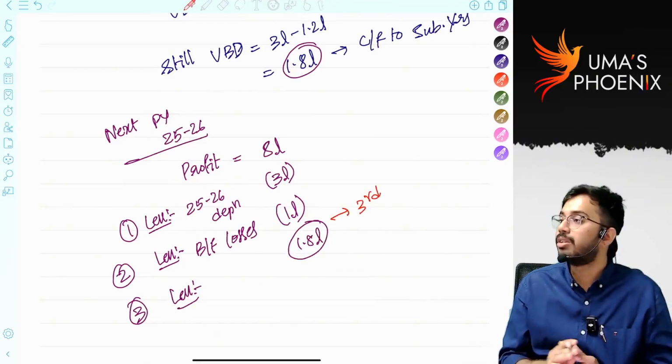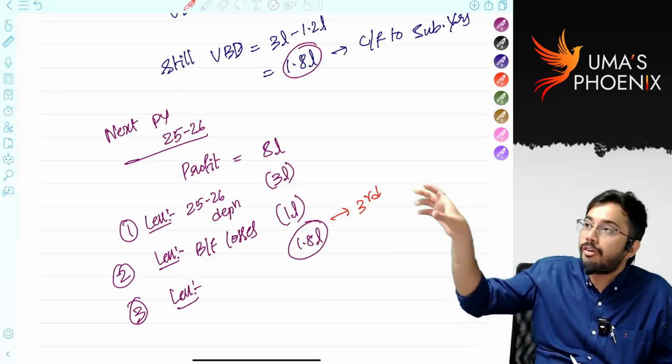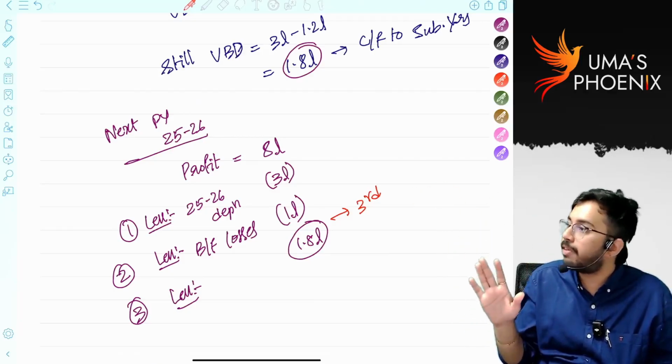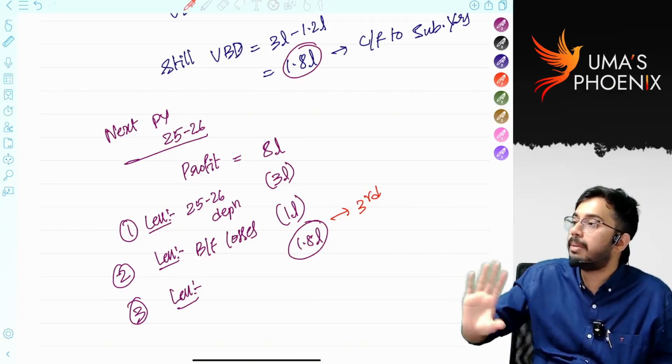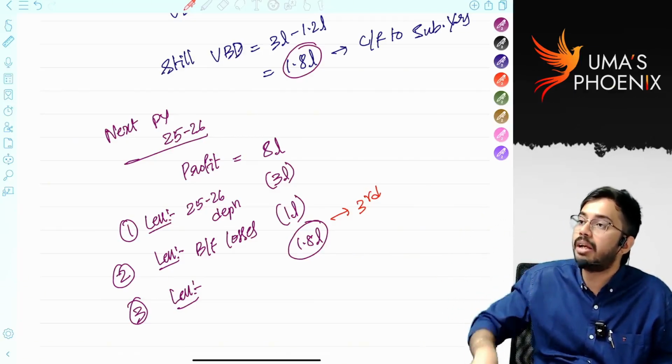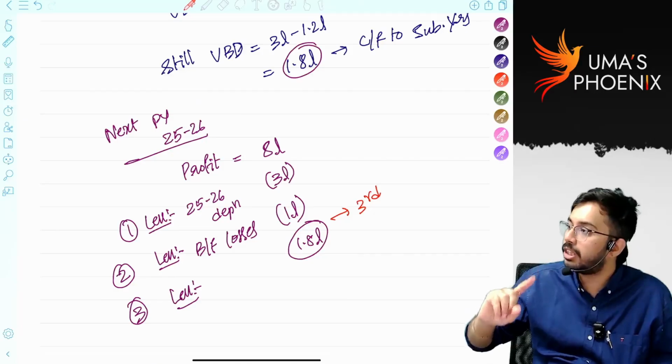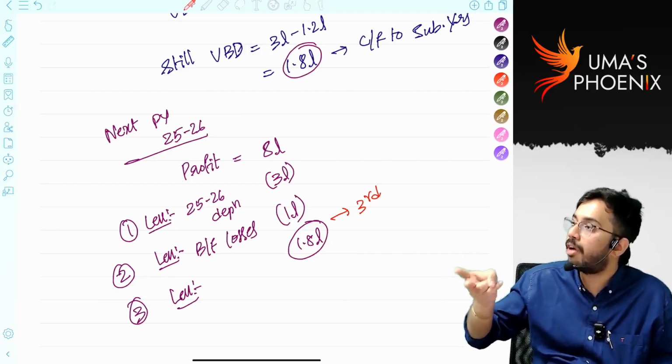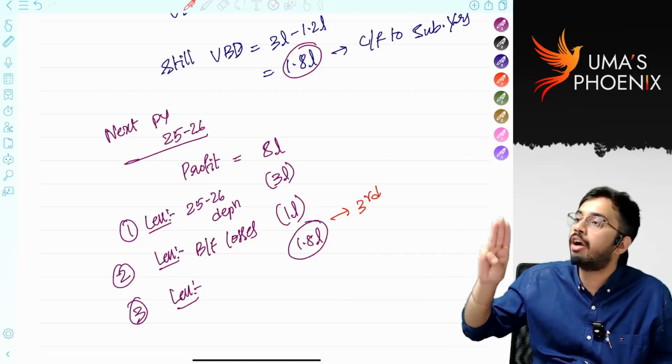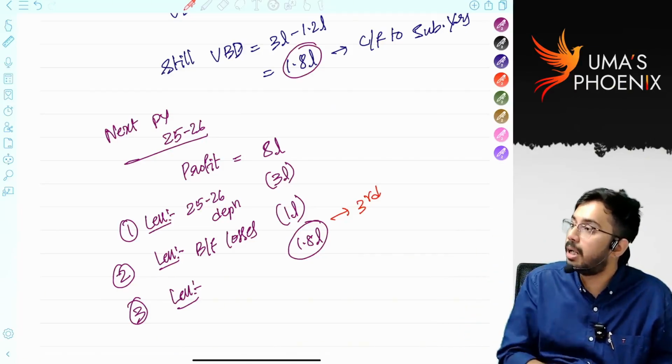Is it clear? So in subsequent years also, brought forward unabsorbed depreciation is eligible for set off. But first you should not set off unabsorbed depreciation. First priority should be given to that particular year's depreciation. Second priority should be given to brought forward business losses. Third priority of set off should be given to unabsorbed depreciation.